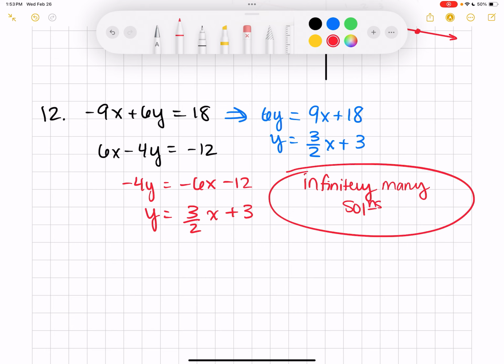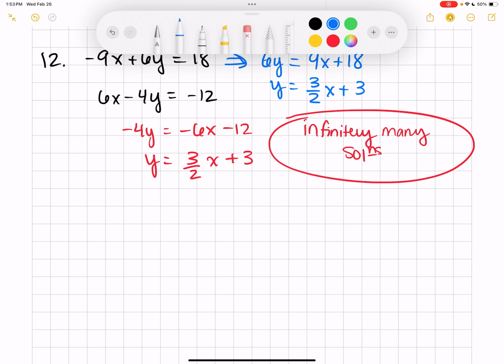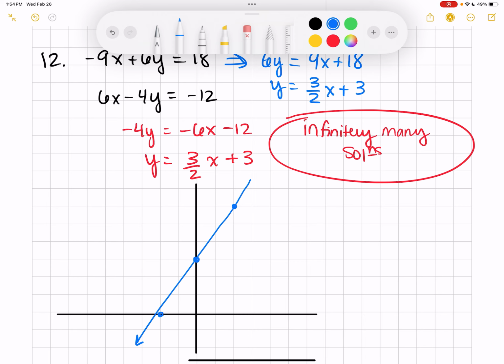All right, if you had to graph this particular problem, you're only going to end up with one line on it. So I have an intercept of 3, a slope of 3/2. So up 3, right 2, or down 3, back 2. So there's just one line because those are the exact same line.